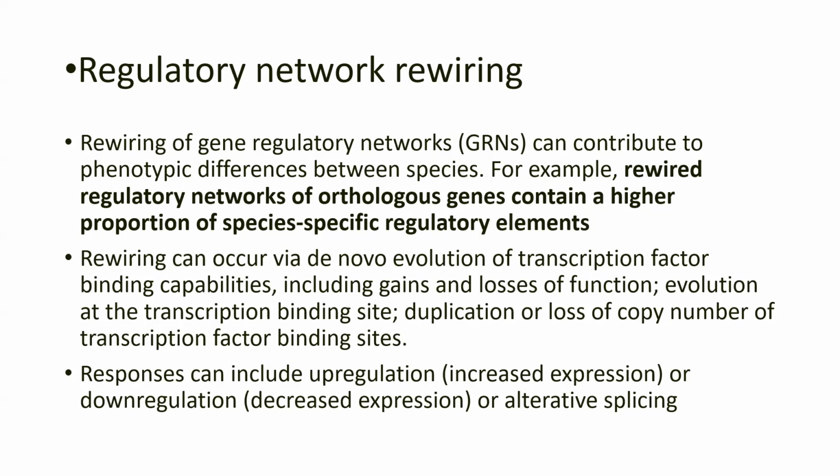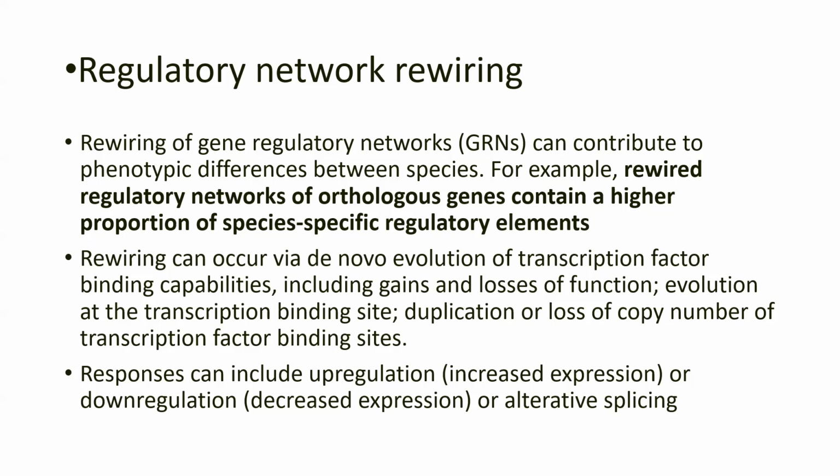Well, it turns out if you look at rewired regulatory networks of orthologous genes, that is, genes that are related to each other phylogenetically through the process of gene duplication, they actually contain a higher proportion of species-specific regulatory elements. And then there's the de novo evolution that occurs of transcription factor binding capabilities, like gains and losses of functions, evolution at the transcription binding site, like I mentioned, duplication or loss of copy number of transcription factor binding sites. Those things can all occur.